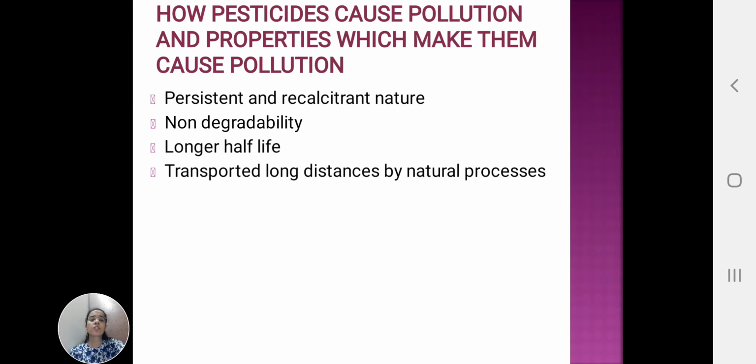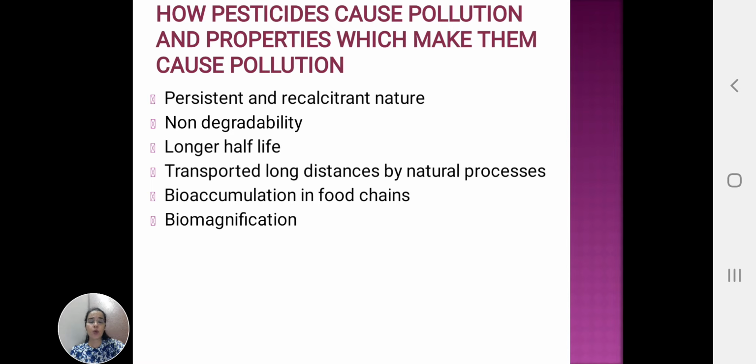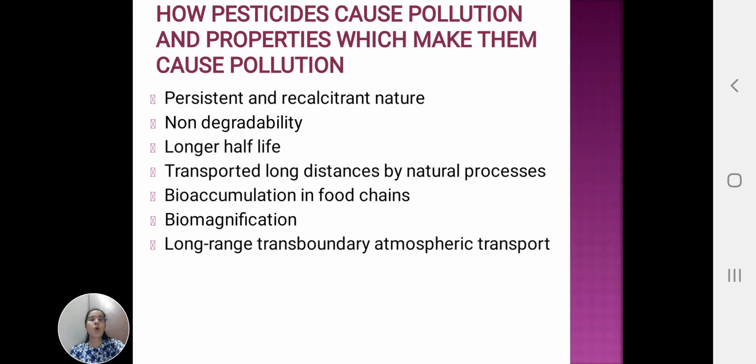They are transported to long distances by natural processes like global distillation. They bioaccumulate in the food chain. We'll be looking at this process, that as the concentration of the pesticides in the various trophic levels increases, it results in the bioaccumulation of these pesticides in the food chains. Also biomagnification, and their long-range transboundary atmospheric transport, in which they are transported into the air, water and soil sediments.